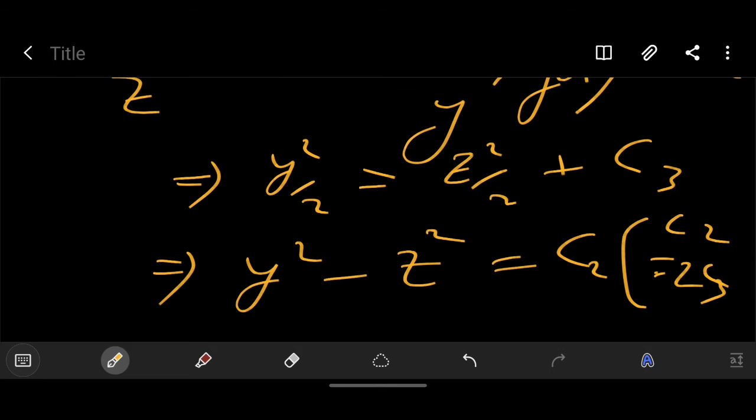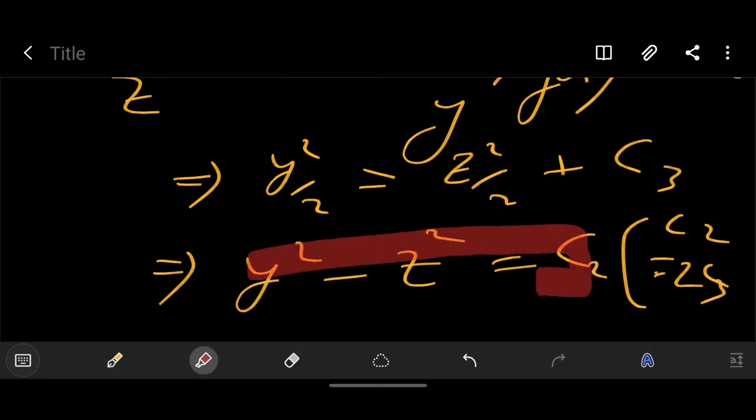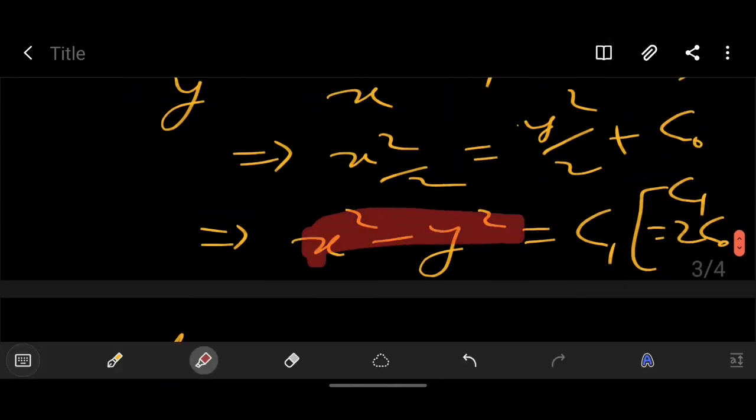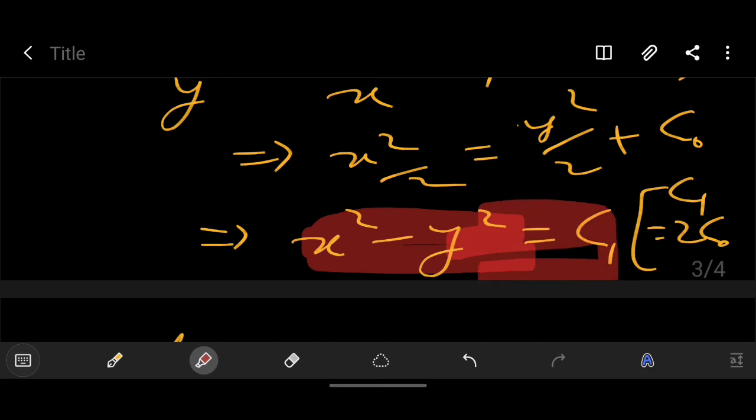Okay, so y squared minus z squared equal to C2, and x squared minus y squared equals C1 are our two solutions. The required solution are these two. So that is how to solve this type of simultaneous differential equation, and it's not that difficult. We might find some examples difficult, but we can try it out, and the method, the process is just the same. Now let's go to another topic, which is total differential equation.